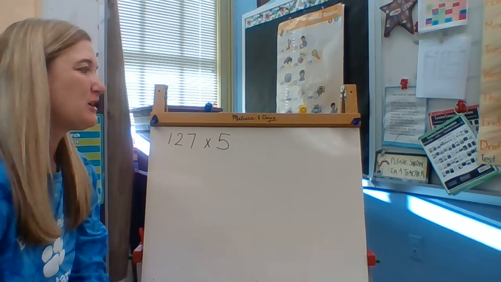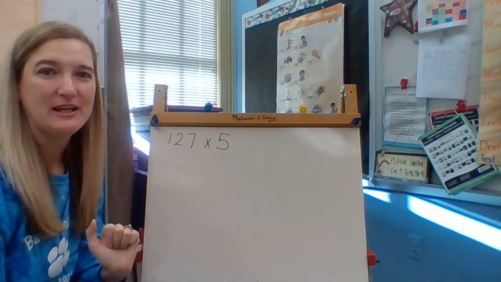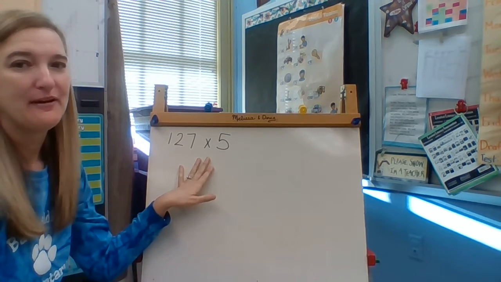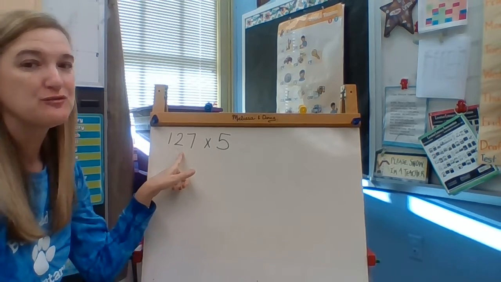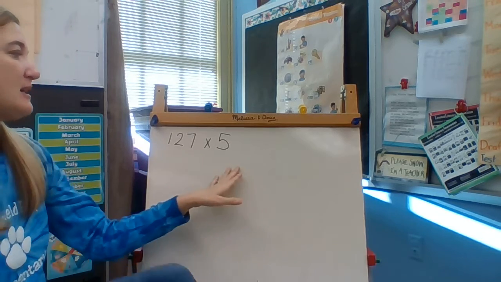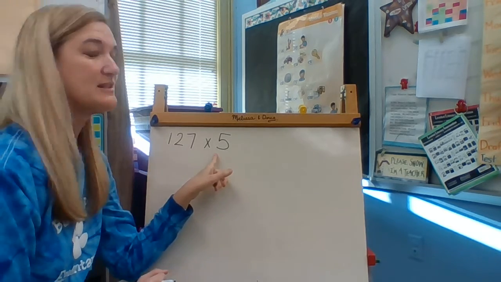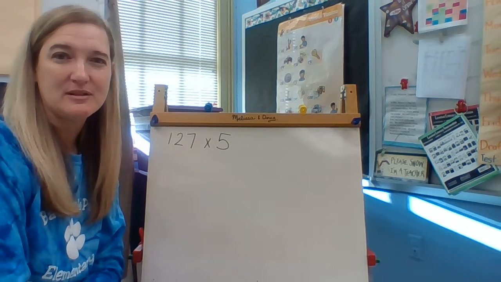Hi friends, today we're going to be working with 3-digit by 1-digit multiplication. In the problem, I have two factors and I'm looking for my product. My first factor is 127 and my second factor is 5. So this number sentence reads 127 times 5. And I want to think about breaking this up into some friendlier numbers.